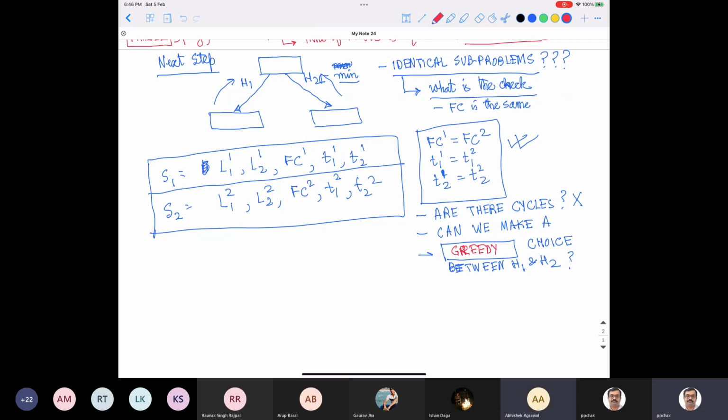Sir, we can add the H1 to T1 and H2 to T2, and then compare it and check, and then call the problem recursion. So you're saying that I will look at which cooker takes less time and I will put it in that cooker?